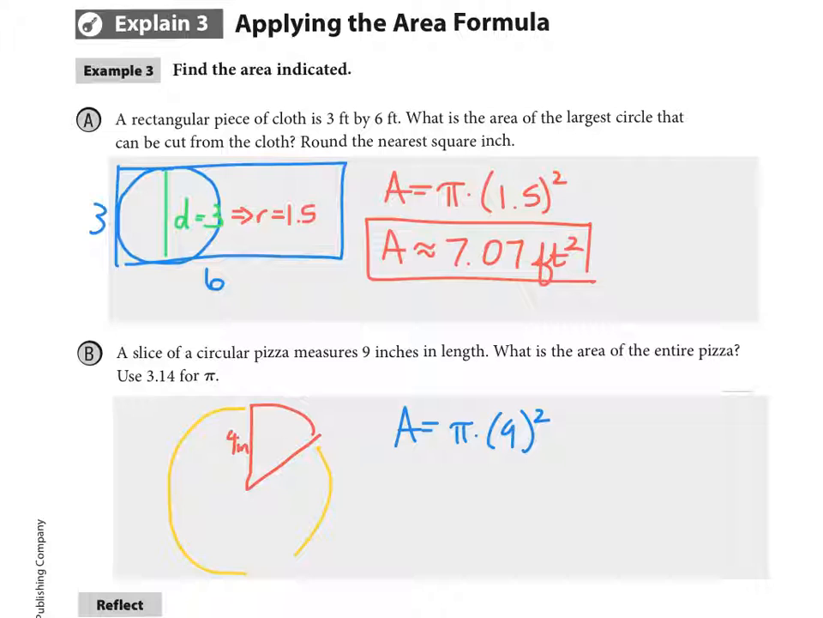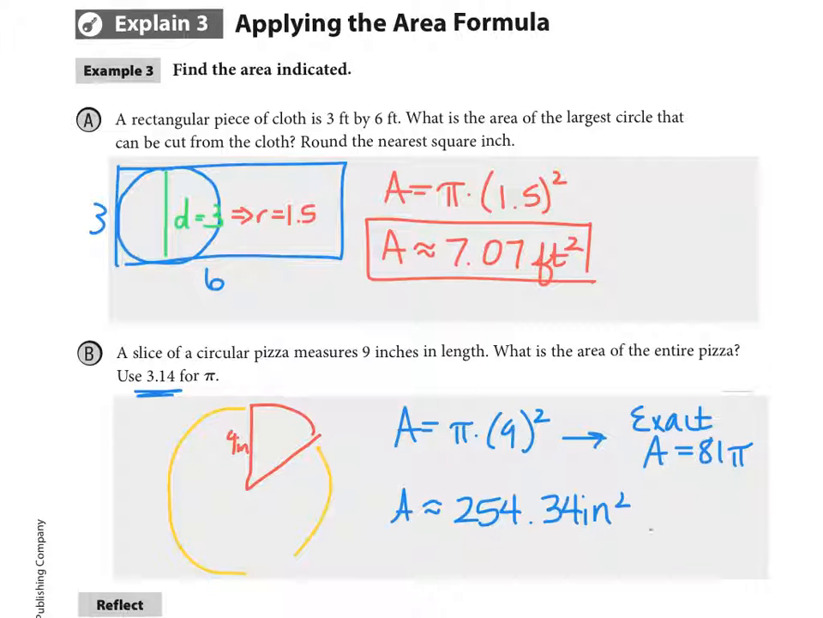Now, I'm just giving you another example. If they wanted an exact answer, we would have said the area would equal 81 pi, and you would just leave it like that. Well, here they're telling me to use 3.14 for pi. And when I type that into my calculator, I'm getting that the area is approximately 254.34, and we're talking about area, so that's inches squared.